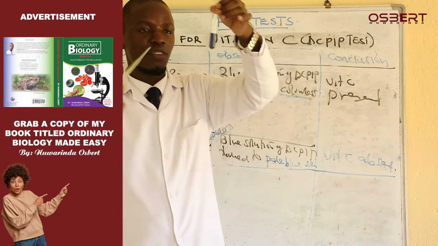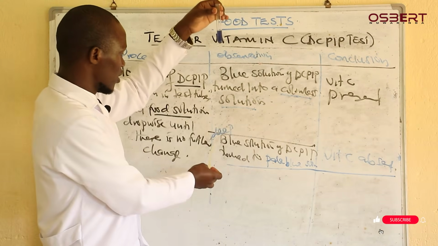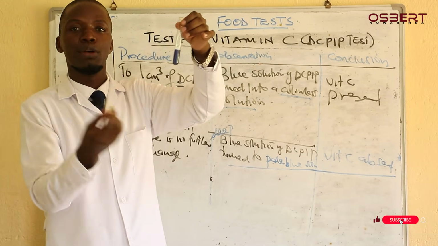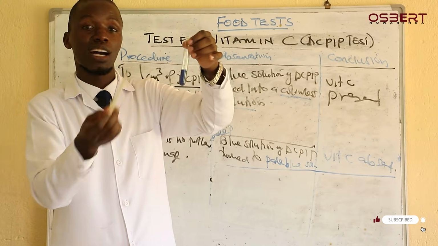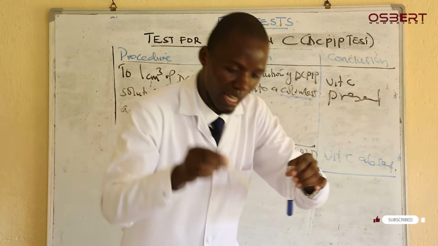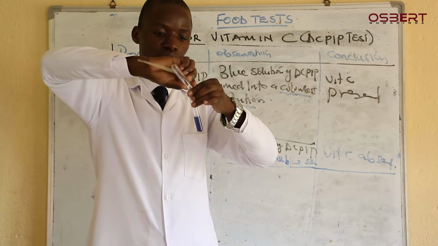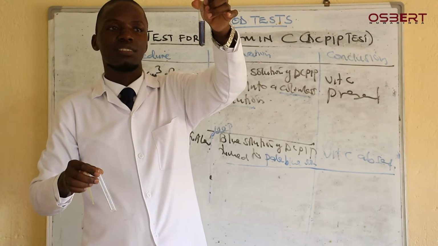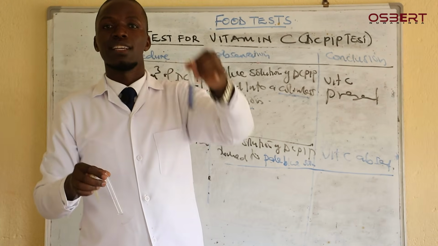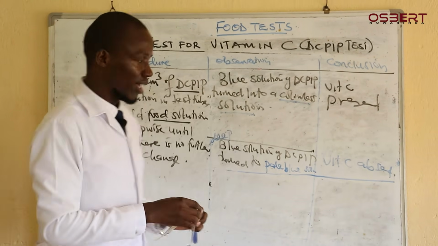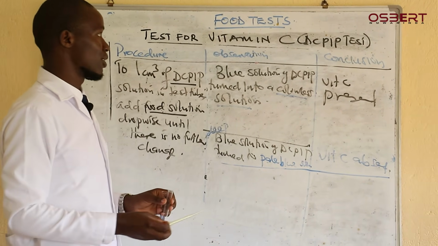You see, the only difference is that it has turned from deep blue to pale blue. But the color has not changed. Even if I get this one here and I pour here, it just becomes pale blue, but it cannot become colorless. So that's the difference there. Yeah, so that's the observation as far as vitamin C is concerned.